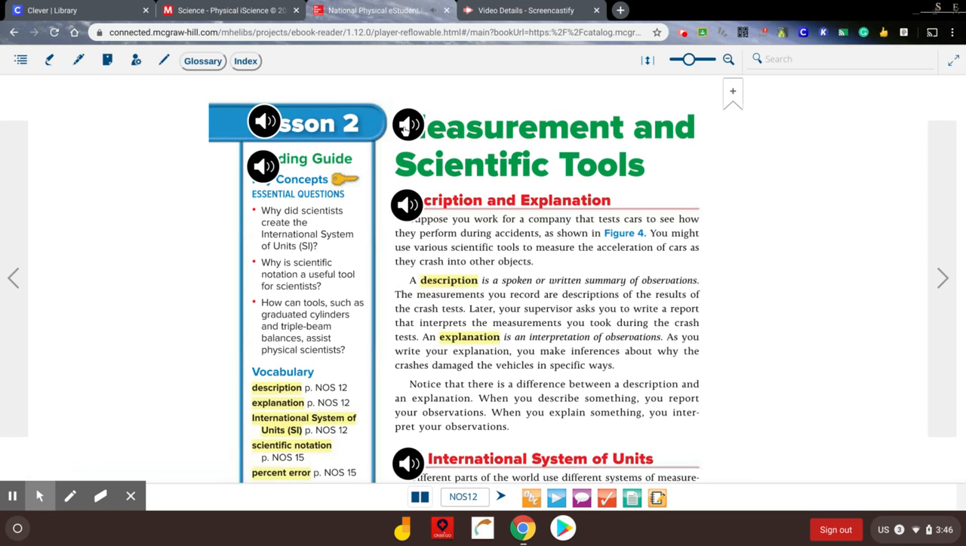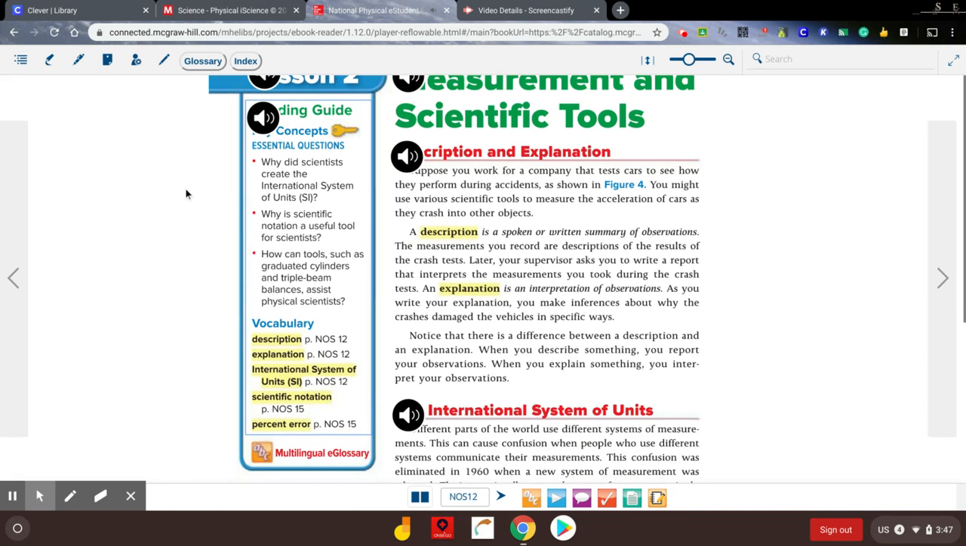Lesson 2. Measurement and Scientific Tools. Reading Guide. Key Concepts. Essential Questions.